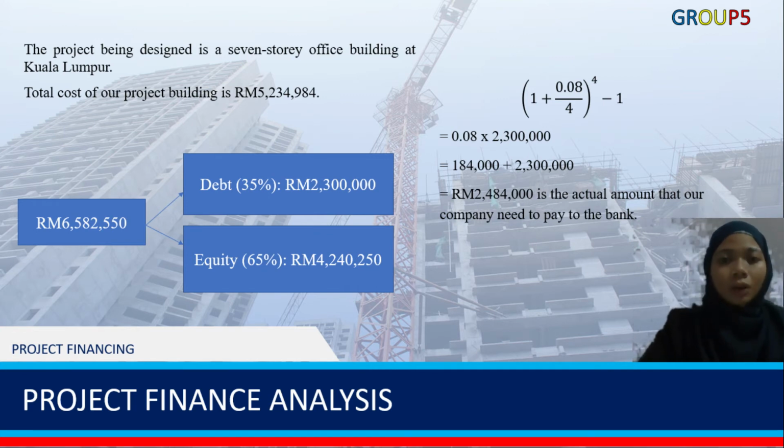The interest rate is compounded quarterly. So when we calculated, we got 184,000 plus the amount we borrowed, so 2,484,000 is the total amount which we have to pay back to the bank.